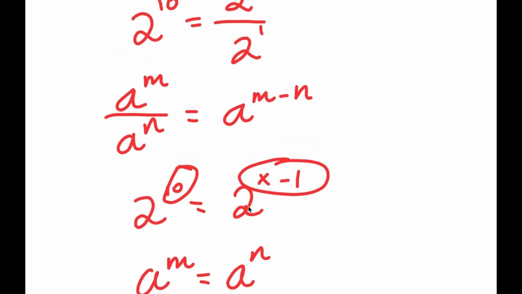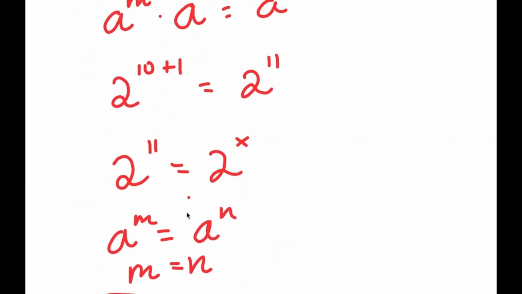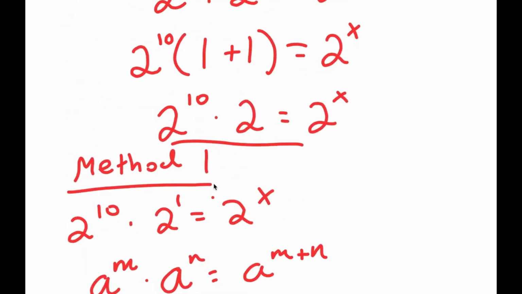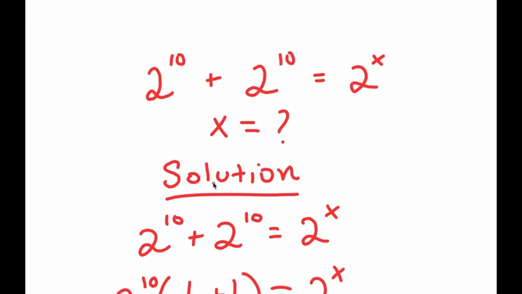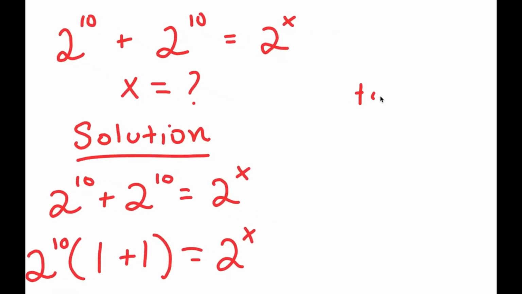So as you can see, these are the two methods, and method 1 is actually much simpler. It only took a couple of steps compared to method 2. And now the final step that we have to do, and we always have to do this in every equation, is to check our answer.